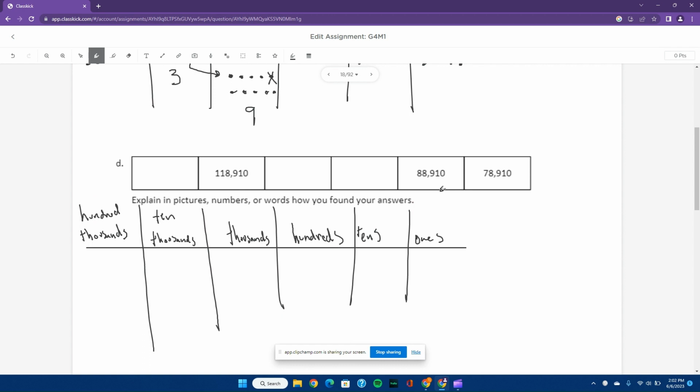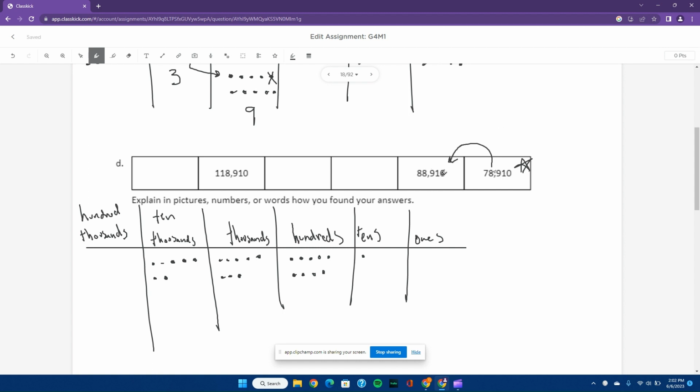Letter D is going to be sort of similar. All right. I'm actually going to start with this number this time, and instead of working left to right, I'm going to work right to left. So 78,910 would be a 7 in the 10,000s, 8 in the thousands, 9 in the hundreds, 1 ten and 0 ones.